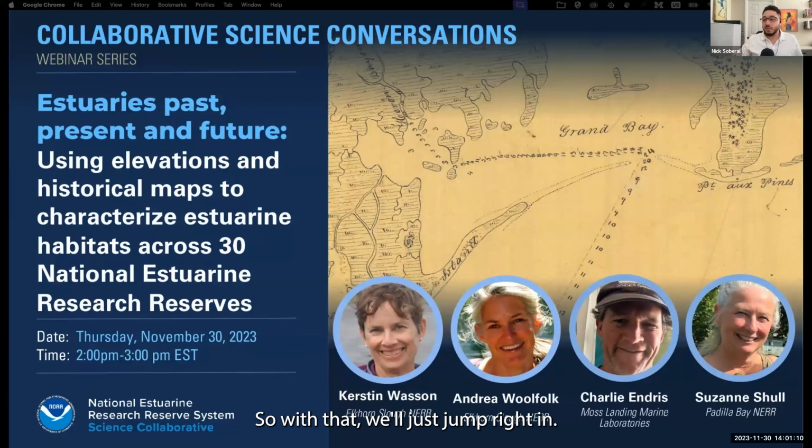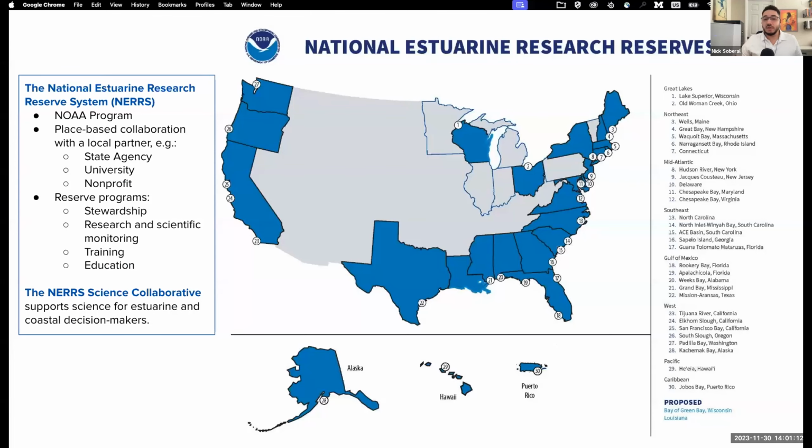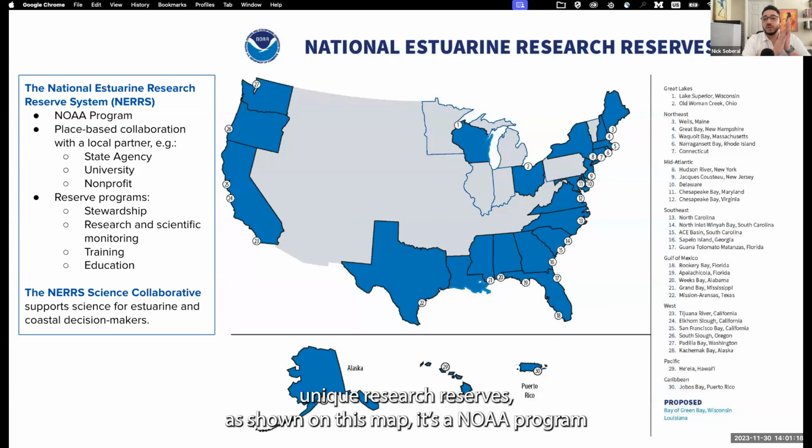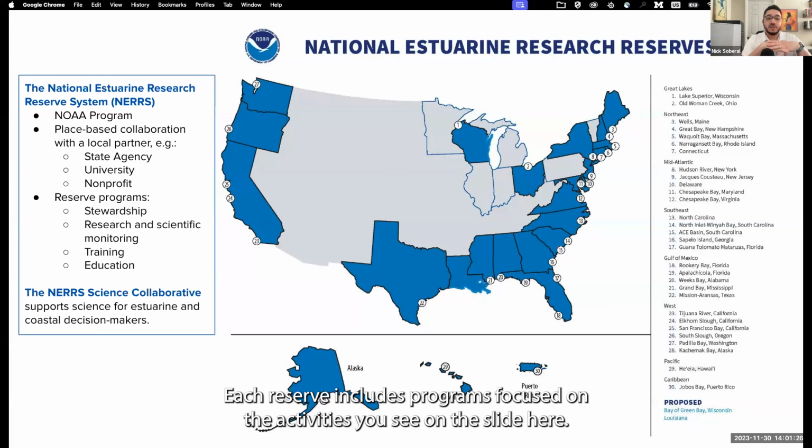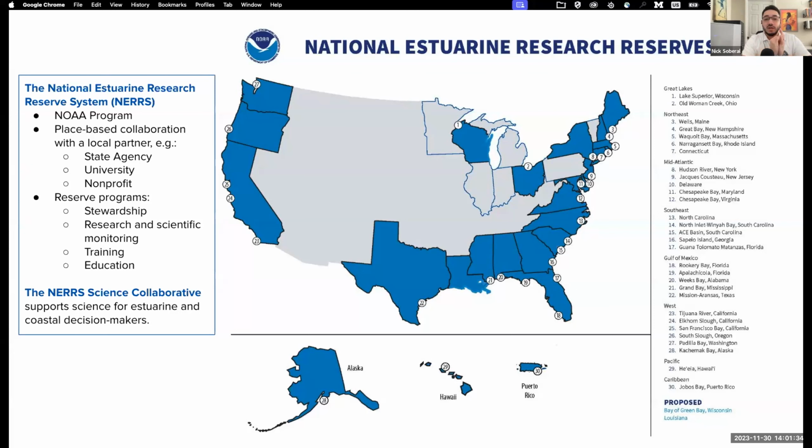So with that, we'll just jump right in. The National Estuarine Research Reserve System is a national network of 30 unique research reserves as shown on this map. It's a NOAA program that works in collaboration with a local place-based partner, either a state agency, university, or nonprofit at each site. Each reserve includes programs focused on the activities you see on the slide here. So those are land stewardship, research and scientific monitoring, training, programs for the public and local officials, and education.